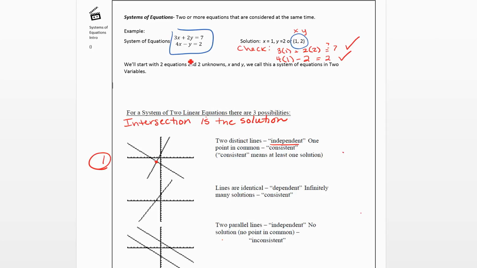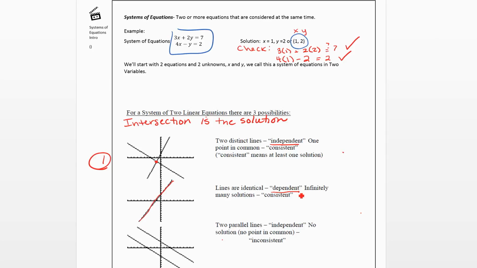So we're saying up here for our example, if we graph those two lines, the point (1, 2) would be where they intersected. Now, another thing that's possible is that you actually have the same line twice. I know this right here looks like one line, but it's actually two lines on top of each other. And we call that a dependent system. And there are infinitely many solutions. We would say any point on that line is a solution.